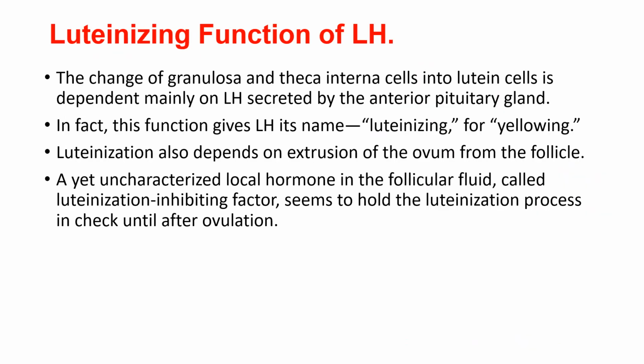Luteinizing function of LH. The change of granulosa and theca interna cells into lutein cells is dependent mainly on LH secreted by the anterior pituitary gland. In fact, this function gives LH its name, luteinizing, for yellowing. Luteinization also depends on extrusion of the ovum from the follicle. A yet uncharacterized local hormone in the follicular fluid, called luteinization inhibiting factor, seems to hold the luteinization process in check until after ovulation.